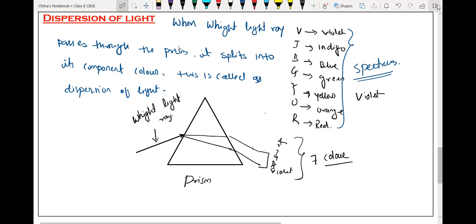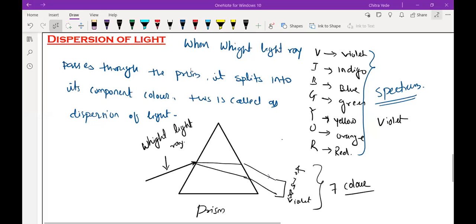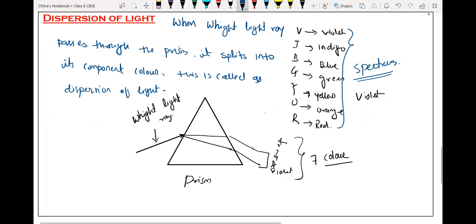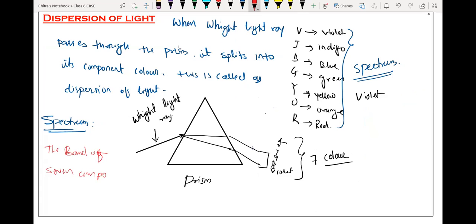Sir, what is the meaning of spectrum? Wait a second. Let me write what the spectrum is. So spectrum is the band of 7 component colors.